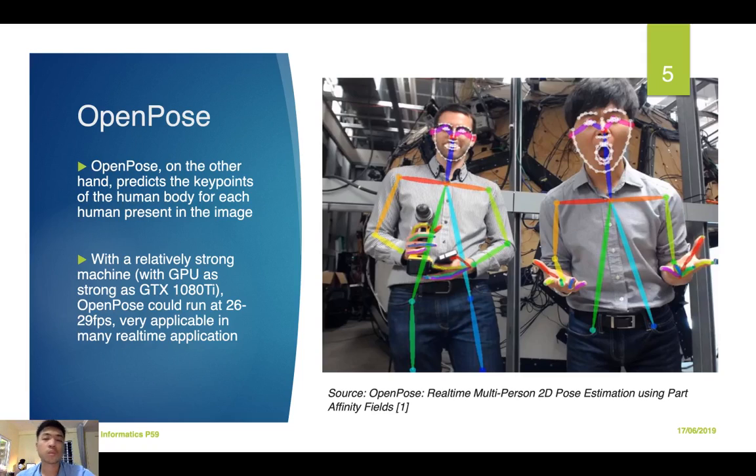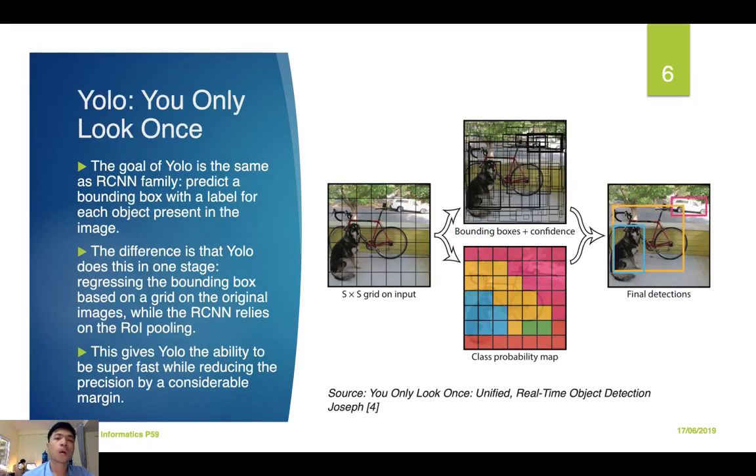Now, OpenPose is also very highly applicable in real life as well, because it can run at around 26 frames per second with a system equipped with a GTX 1080 Ti, and it could be improved in the future as well. The last technique is YOLO, which stands for You Only Look Once. The goal of YOLO is the same as Mask RCNN, which is to predict the bounding box with a label for each object in the image.